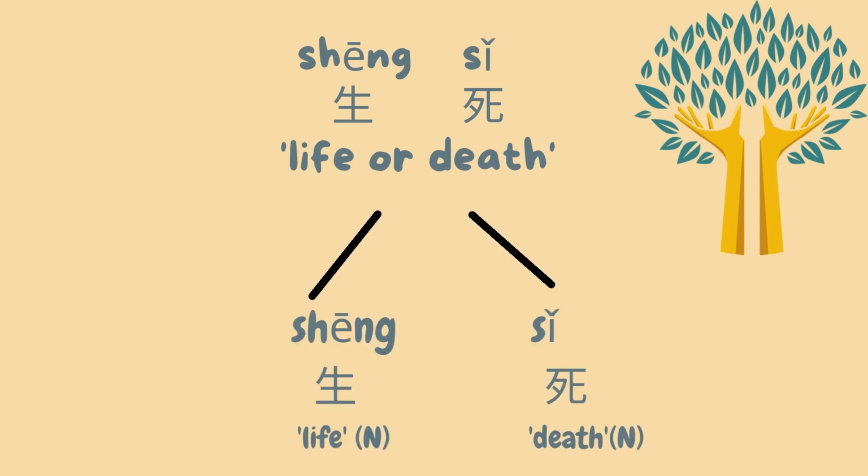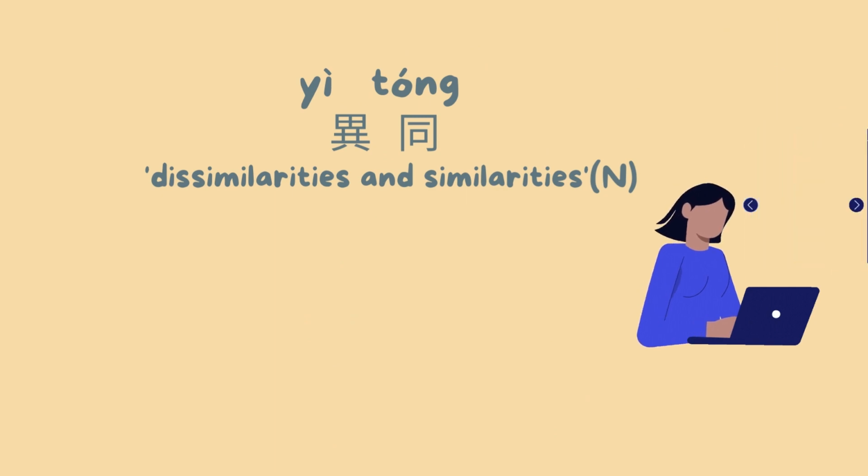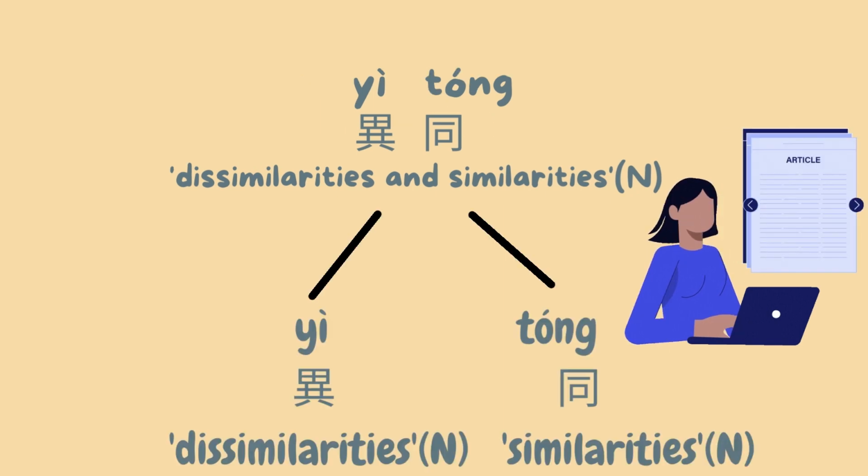The next one is 生死, life or death, a noun. The constituent characters 生, life, a noun, and 死, death, a noun, are antonymous. The meaning of the word they form is the combination of the two characters that make it up, life or death, a noun. The next one is 异同, dissimilarities and similarities, a noun.